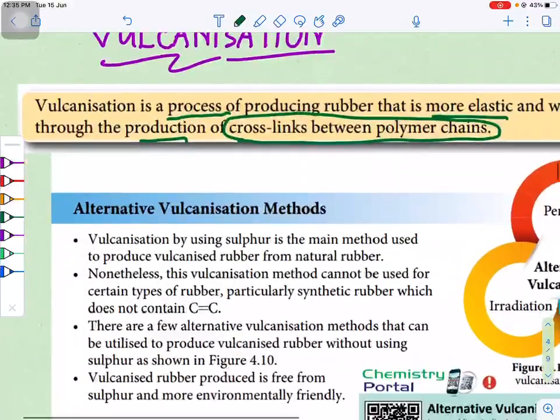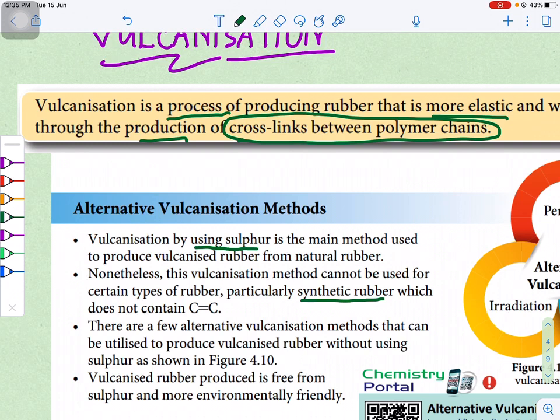Okay, so vulcanization by using sulfur is the main method used to produce vulcanized rubber from natural rubber. So how is vulcanization done? We are using sulfur in vulcanization. Nonetheless, this vulcanization cannot be used for certain types of rubber, particularly the synthetic rubber.